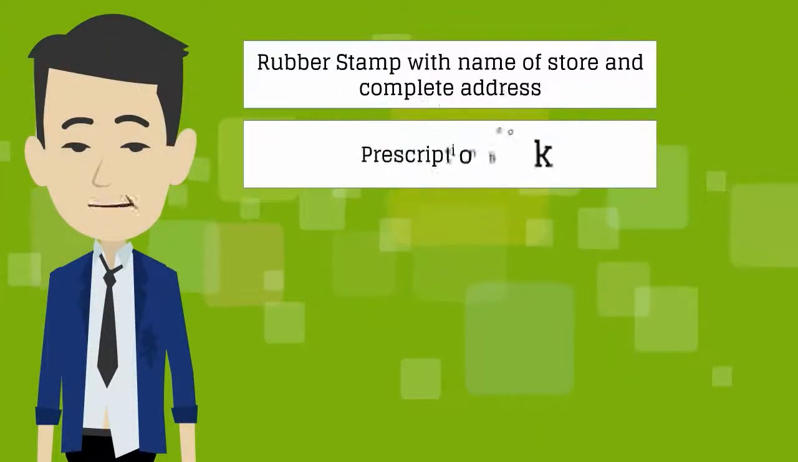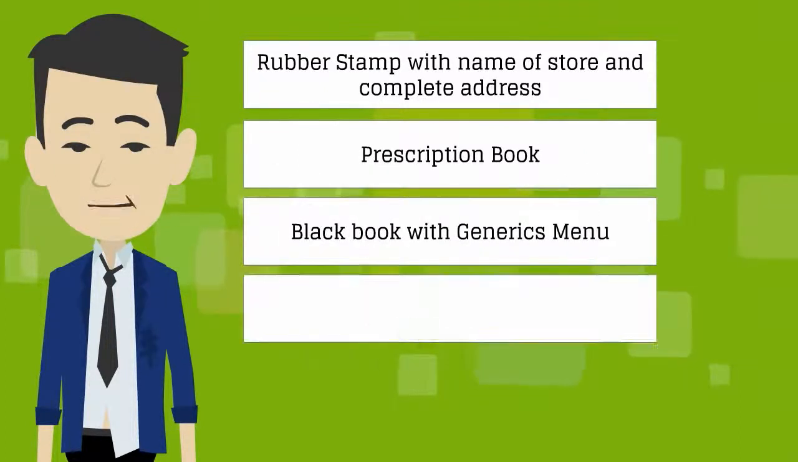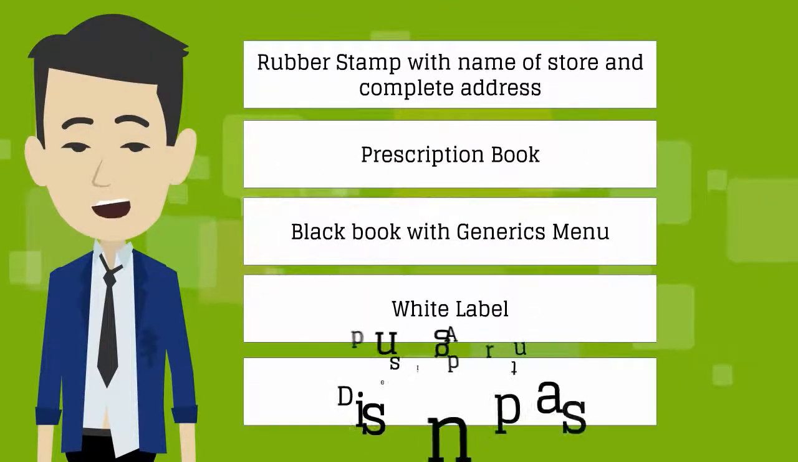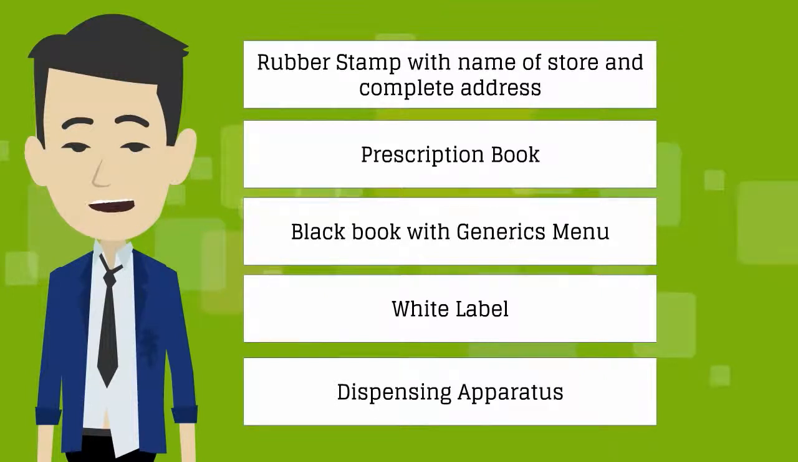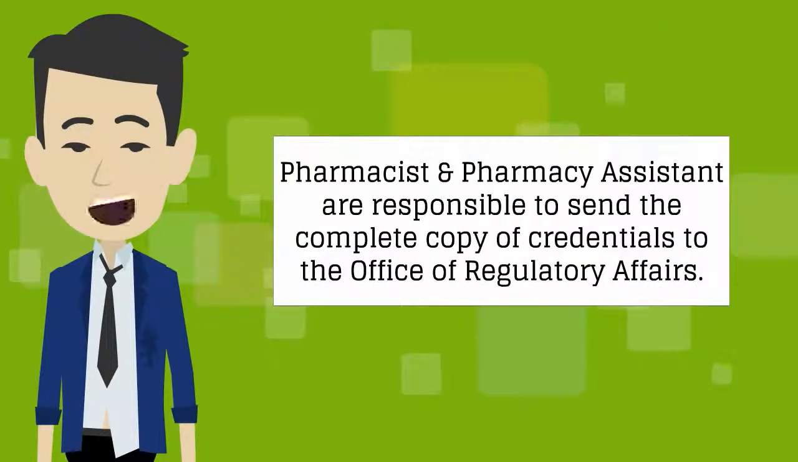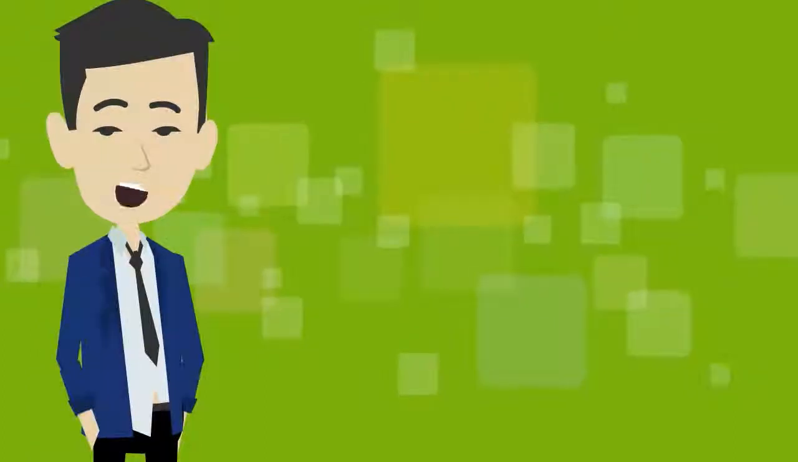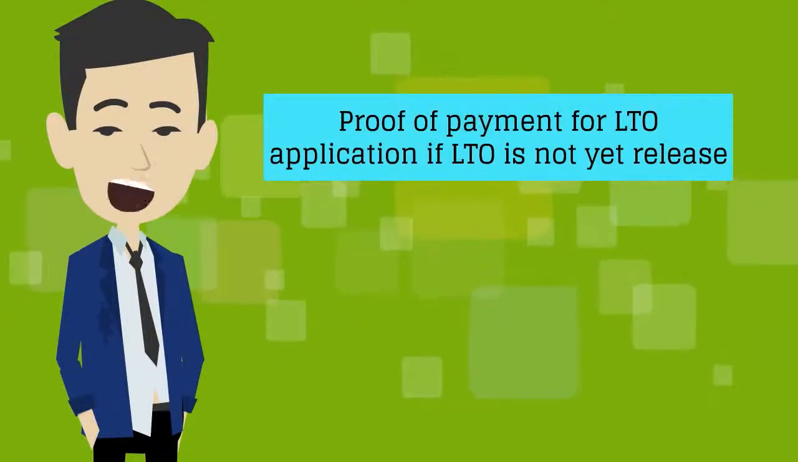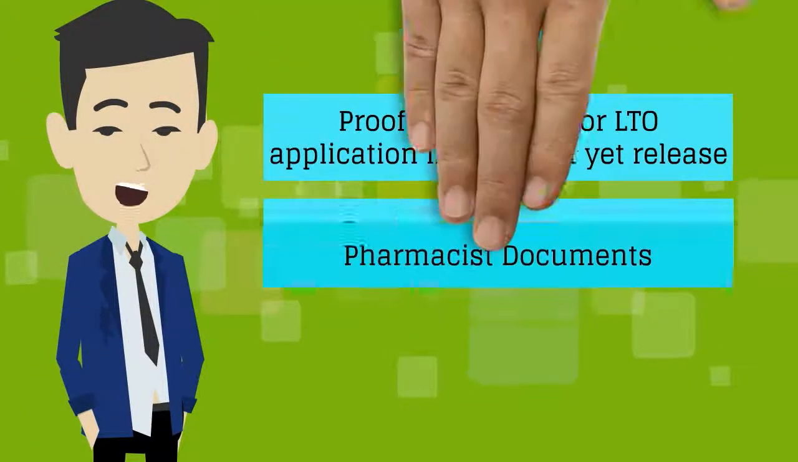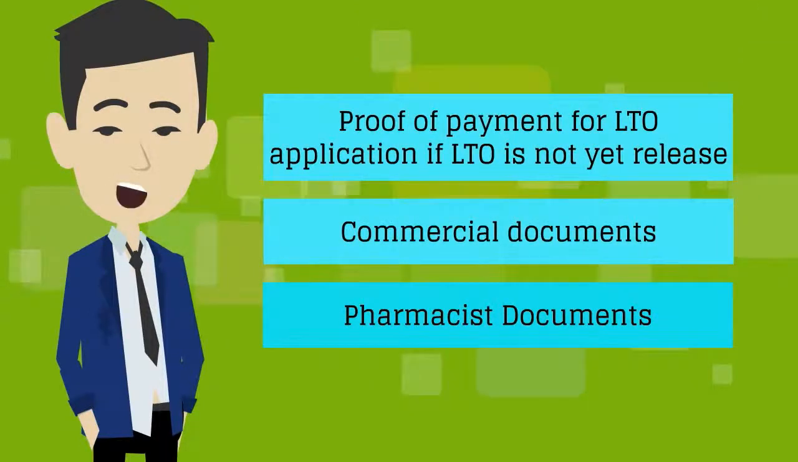The Office of Regulatory Affairs will provide the following: rubber stamp, prescription book, generics menu, white label, and dispensing apparatus. In addition, please take note that the pharmacist and pharmacy assistant are responsible for the submission of their credentials to the Office of Regulatory Affairs. To summarize, the contents of the Blue Book from the Office of Regulatory Affairs are: proof of payment for LTO application, commercial documents and pharmacist documents.